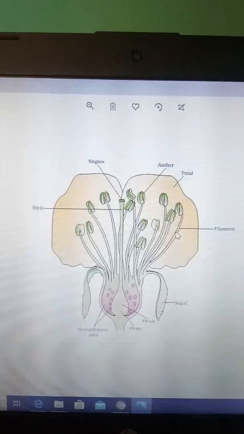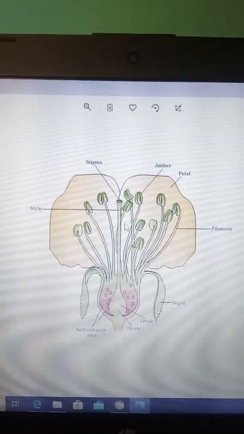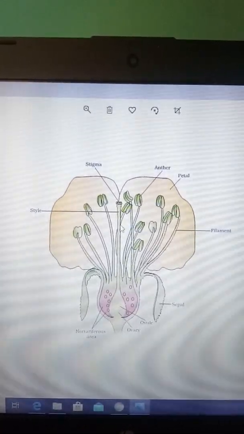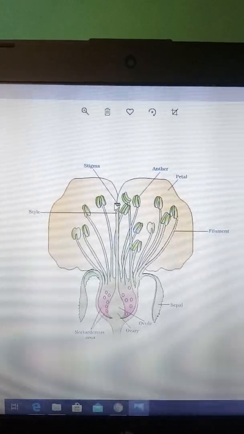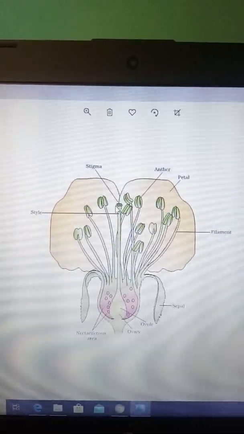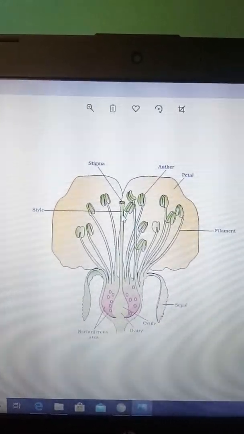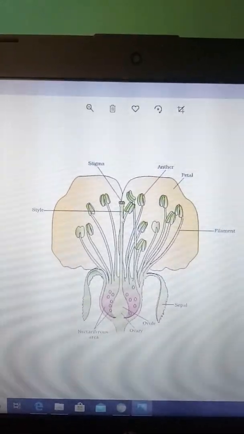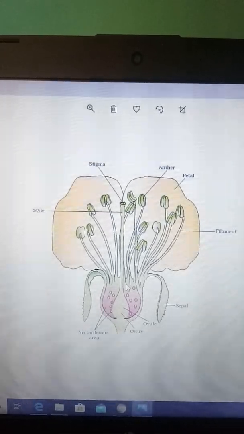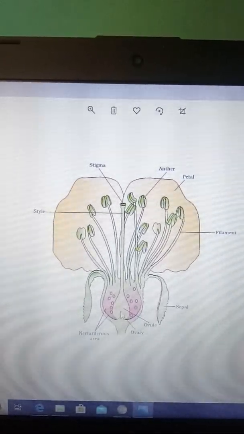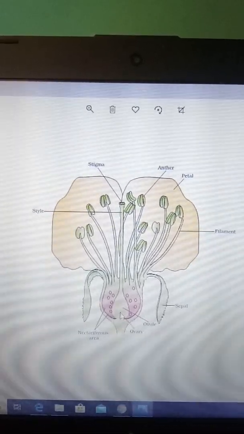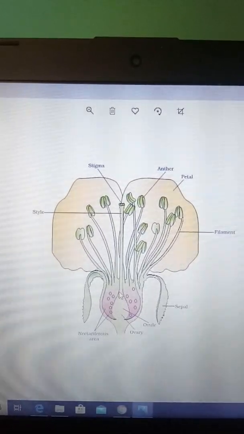Coming to the female part of the structure, which is called pistil or carpel. Now pistil is made up of 3 parts. The upper stage like flat part is known as stigma. Then this tube like structure is known as style, and at the base the structure is rounded, swollen, and this rounded swollen structure is called ovary. So this is the female part of the flower.